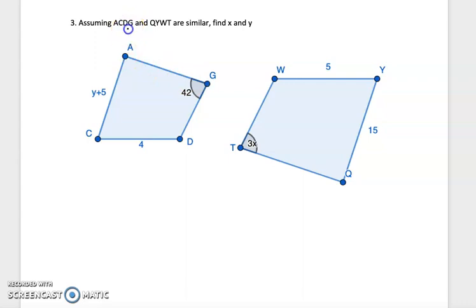So as we see up here, G and T, those are corresponding angles. And remember that with similar shapes, if they're corresponding angles, then that means they're going to be congruent. So if we want to find what x is, we can set these two angles equal to each other. So it's going to be 42 equals 3x, which then we can divide both sides by 3, which will end up getting us that x equals 14. So that one was pretty easy. Then it wants us to find the y.